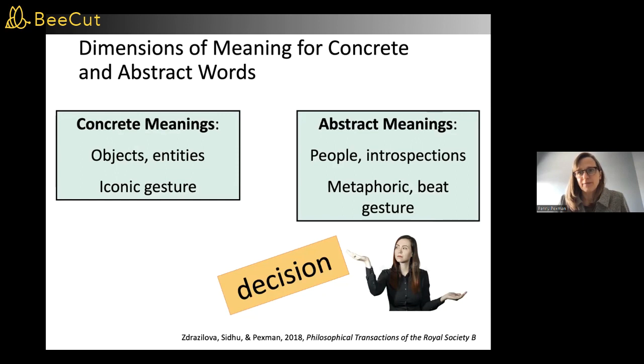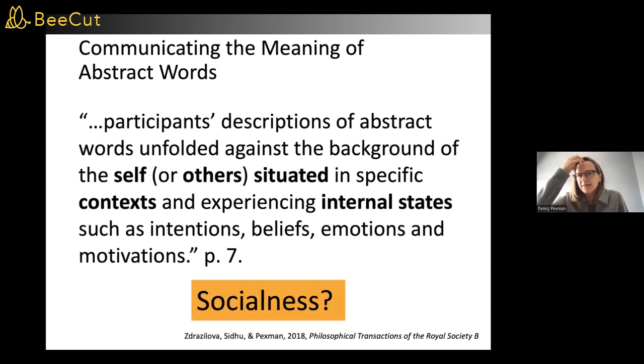Really, beat gesture is something people tend to do implicitly in order to support fluency. So some important clues there about what abstract meanings might be made of. And I wanted to highlight this social, self-referent or other-referent aspect of a lot of the descriptions of abstract words. This is the sentence from the paper: participants talked a lot about the self or others. They situated the concept in an interpersonal context, and made many references to internal states. By that, I mean things like intentions, beliefs, emotions, and motivations. So they made things quite social.